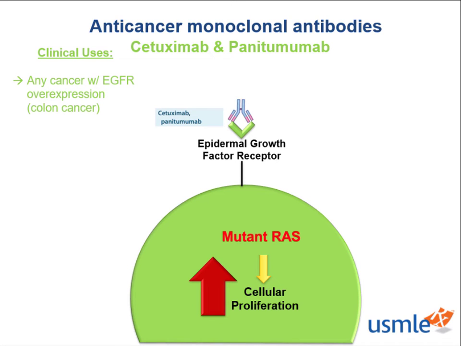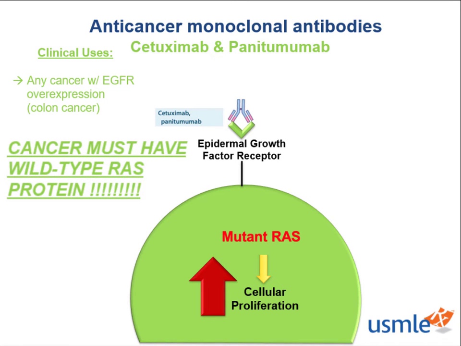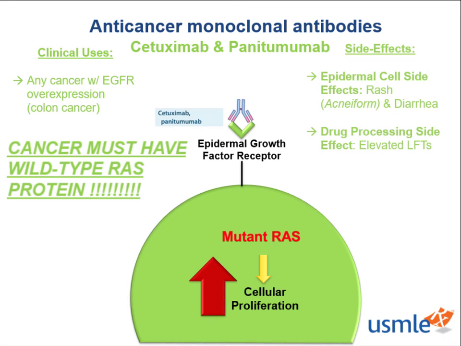Basically, use these drugs for cancers that overexpress EGFR, but make sure the cancer has wild-type RAS. Again, these drugs are most effective when RAS is wild-type, a commonly tested point. As for side effects, I like to think of them as epidermal cell side effects and drug processing side effects.